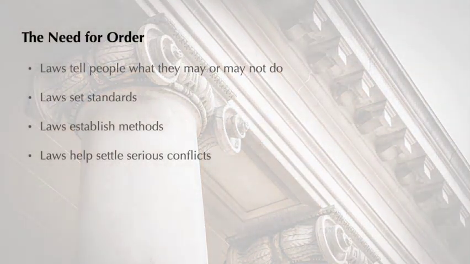One of the most basic purposes of laws is to bring order to society. One way laws bring order is by telling people what they may or may not do. Some of the most familiar do's and don'ts are traffic laws. Every driver must drive on the right side of the road and obey traffic signs. What would happen if people could drive on either side of the road? What if everyone tried to go through an intersection at the same time?